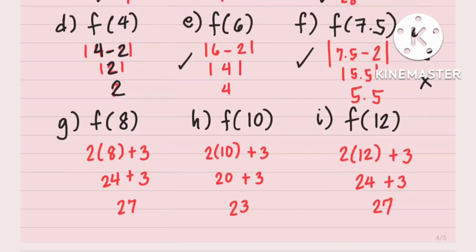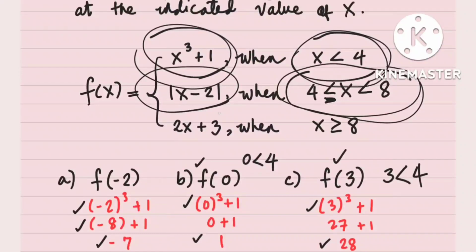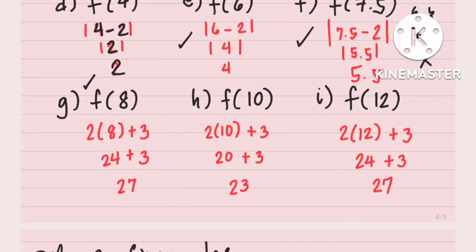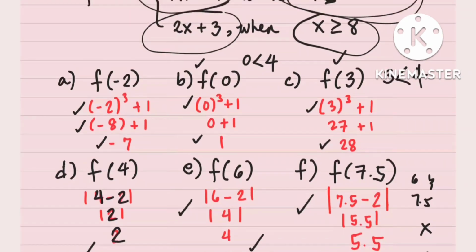Lastly, if we want to find the value of f of 8, we will use this rule, 2x plus 3, because the number 8 is inside the interval x is greater than or equal to 8. So we will get 2 times 8 plus 3 equals 19. So if we want the functional value at 10 and at 12, we will use the same rule, which is 2x plus 3.